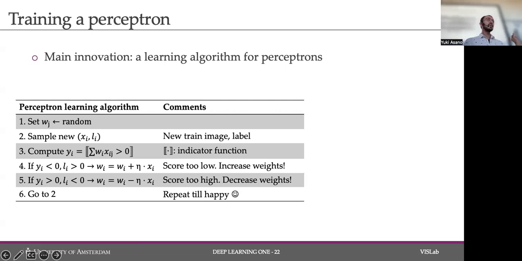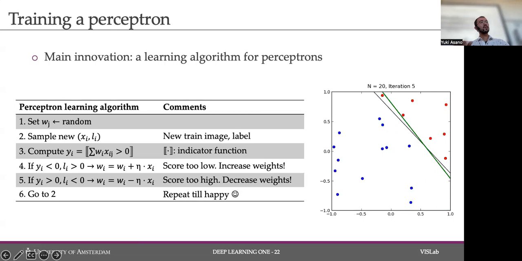So this is like a very intuitive thing. And you don't want to decrease it too much because then you might end up overshooting. So that's why you have this eta character over there, which sort of dampens the step that you go. And overall, it looks like this.